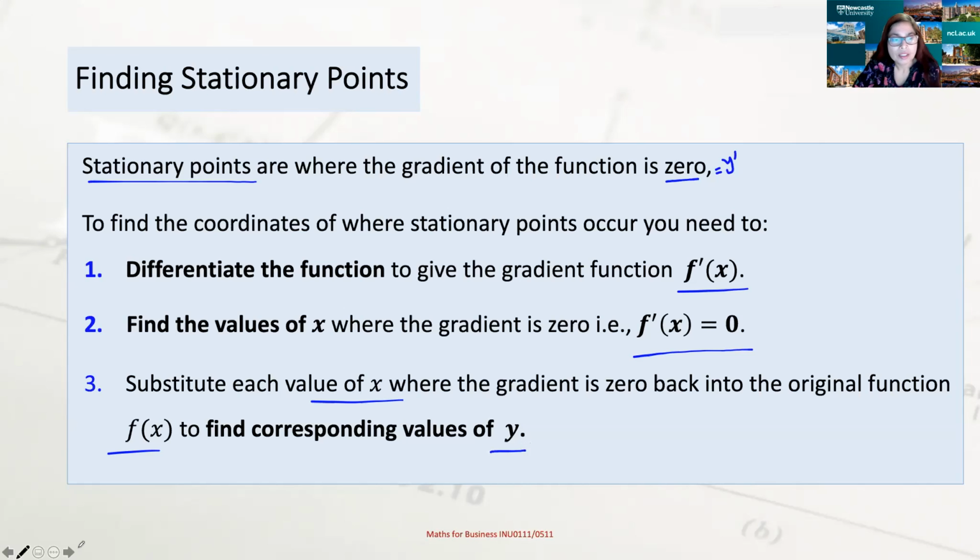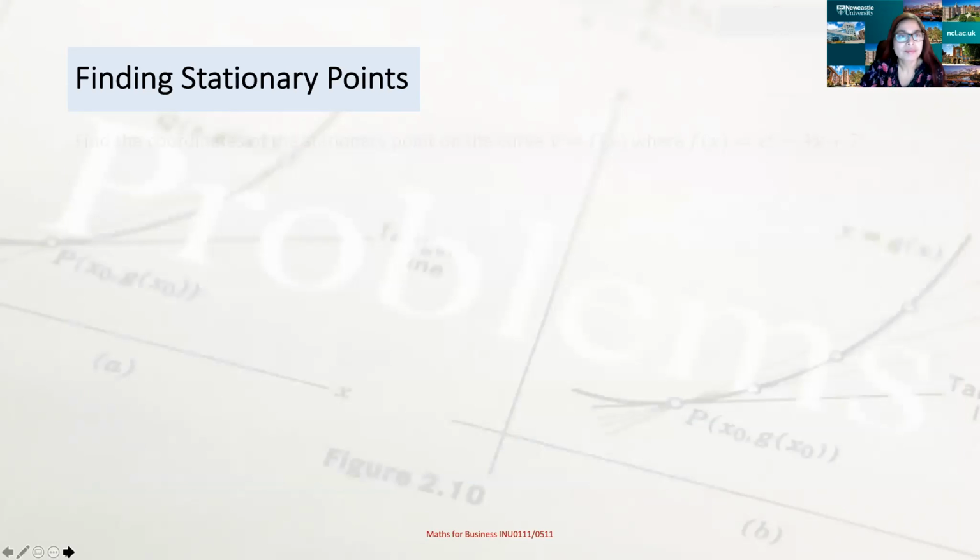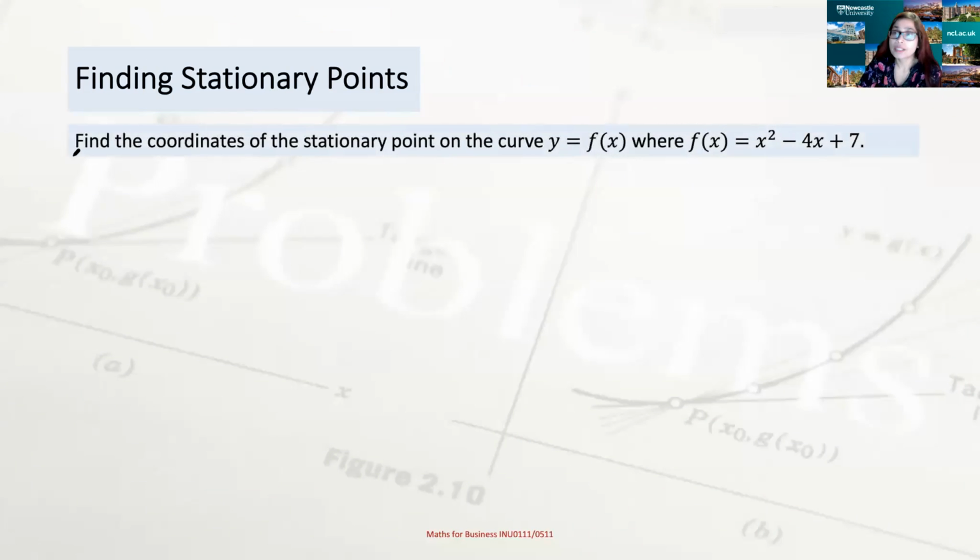So let's do an example to understand whatever we have covered so far, because just theory won't help us. Let's do an example to understand the whole thing. The question now is: find the coordinates of the stationary point on the curve y is equal to f of x, where f of x is equal to x squared minus 4x plus 7.